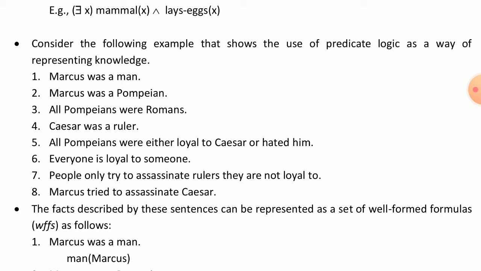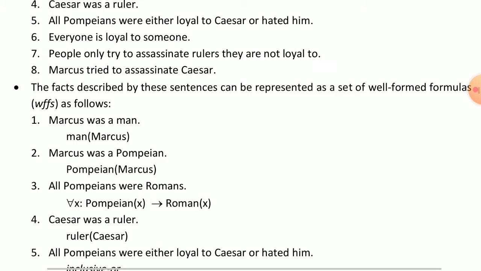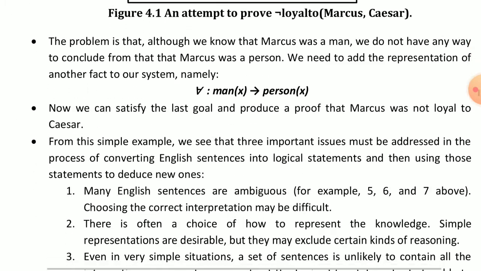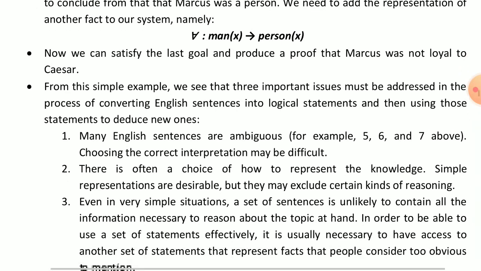And then we can use similar words like Pompeian, similar word use, and we can make different sentences. So it is the first possibility or first issue.